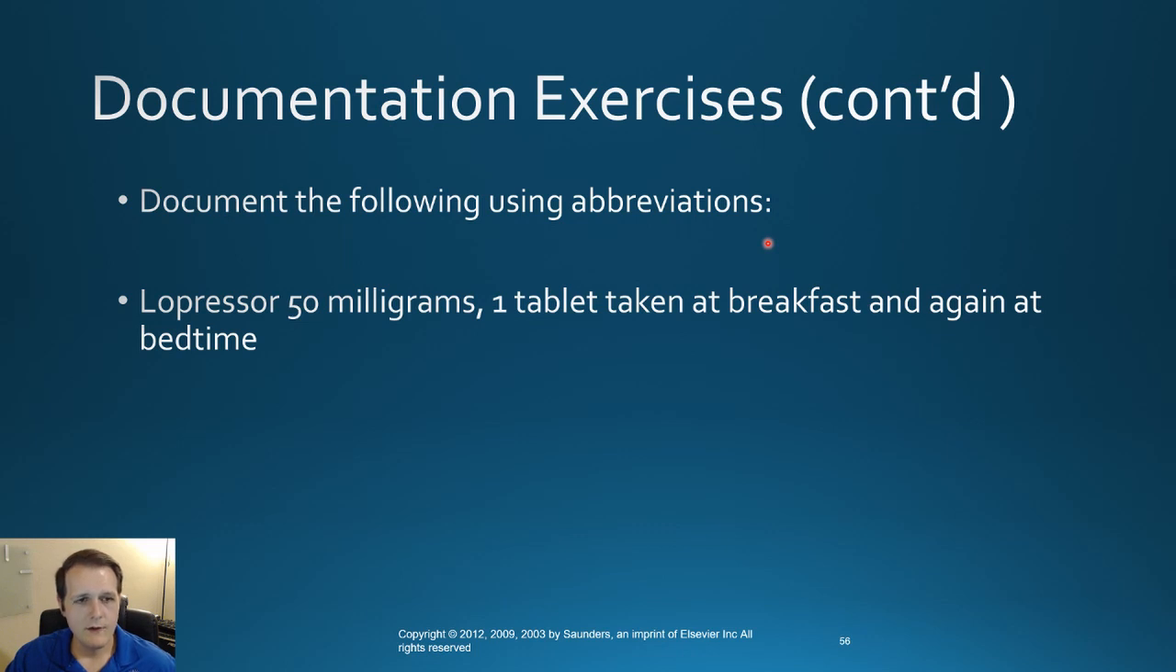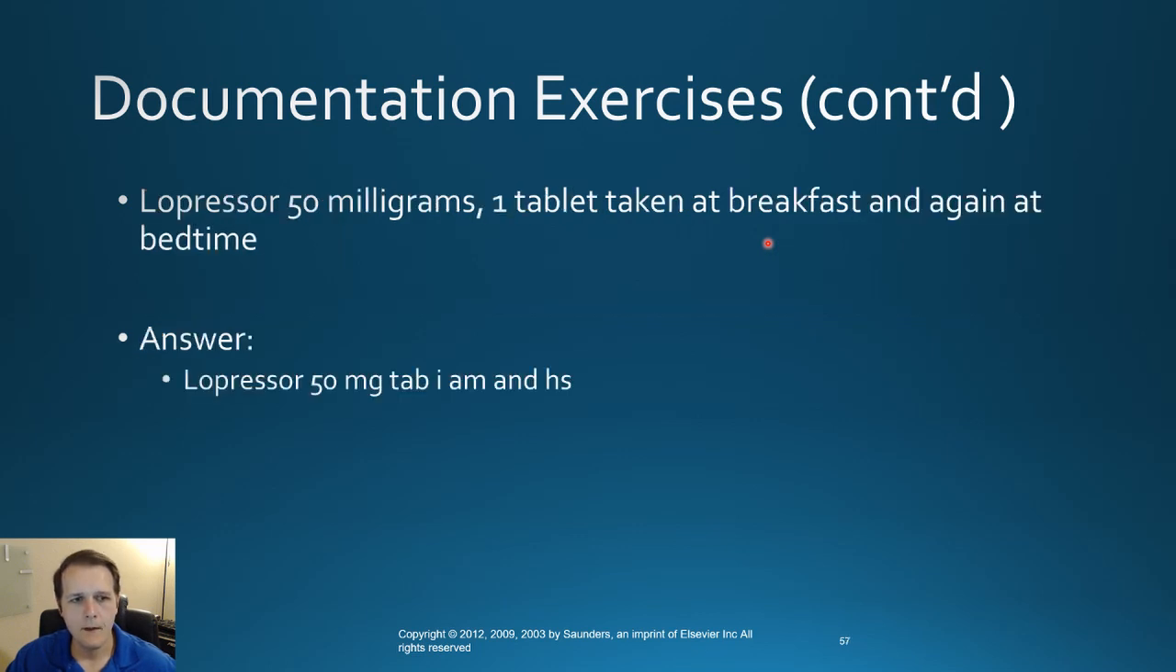About Lopressor, which is a type of beta blocker, 50 milligrams, 1 tablet taken at breakfast and again at bedtime. How would you abbreviate that? Basically turn into Lopressor, 50 milligrams, tab 1 AM and HS. So we're showing they're taking 1 tab in the morning and at night.